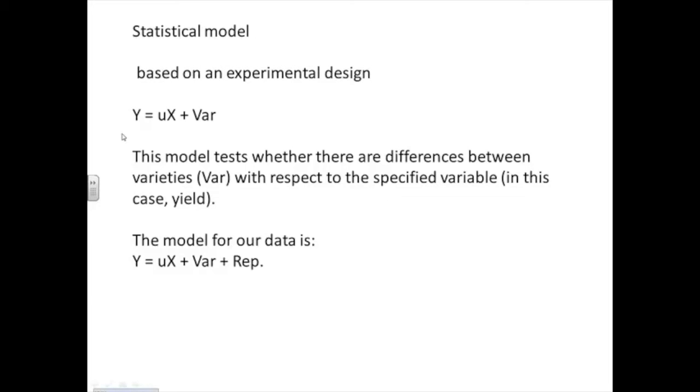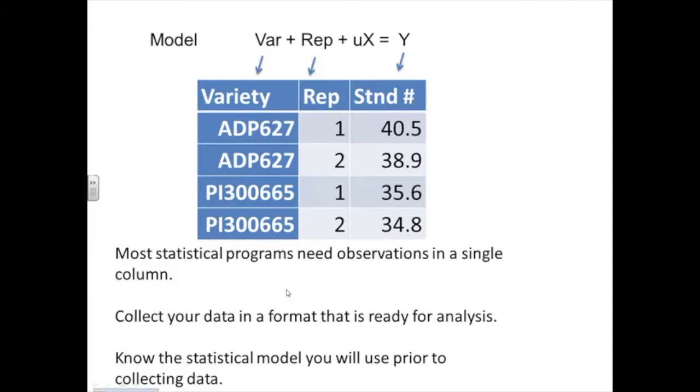Okay? So the data that I just showed you actually has a rep effect in it, or a block effect. So we have to add a term. So our model looks like this. Y is equal to the average plus the effect of variety plus the effect of block plus error. Okay? So notice that for every main effect in our model, we have a column for the data.